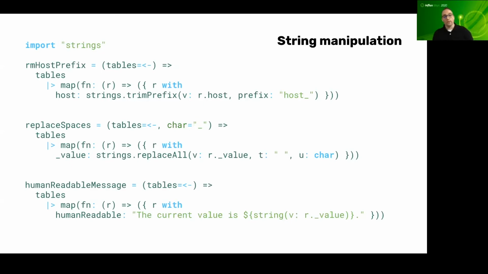Let's say I want to create a human readable message based off of values in the value column. This human readable message transformation creates a new column called human readable, and I use Flux string interpolation to build a new string that says the current value is whatever the value in that row is.